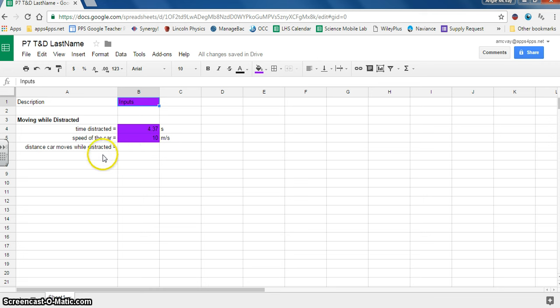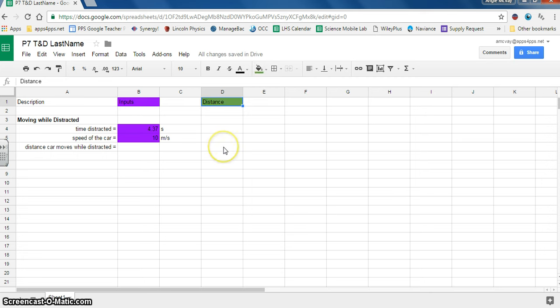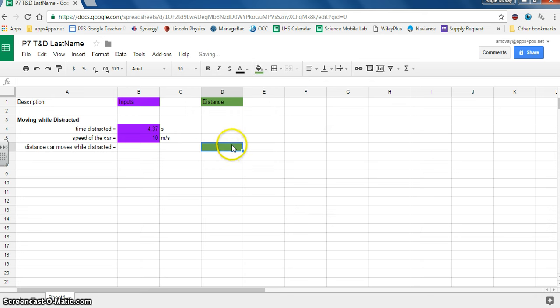Okay, now the distance the car moves while distracted, that's going to be super important. So I'm going to put the answer to that in its own column. I'm going to put it over here in column D. And so I'm going to call that a distance. Okay, and I'm going to color that, let's see, let's make it green. Okay, and so the distance the car moves while distracted, I'll make that cell green. Was it the same color green? Okay, good. And I'm going to actually need to calculate that.